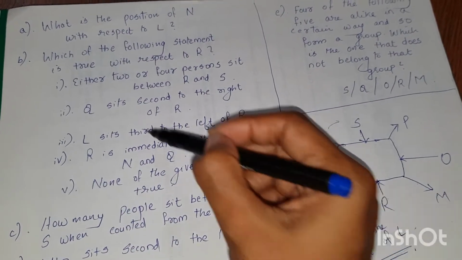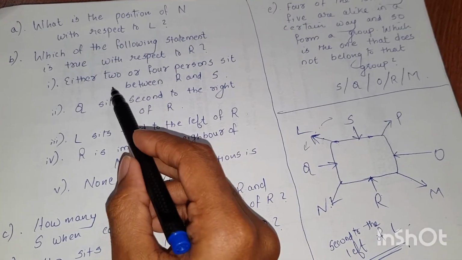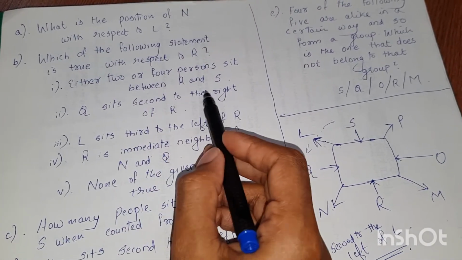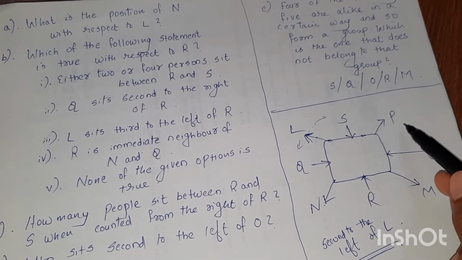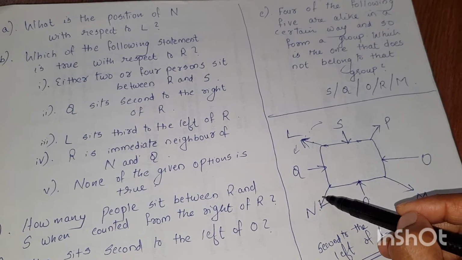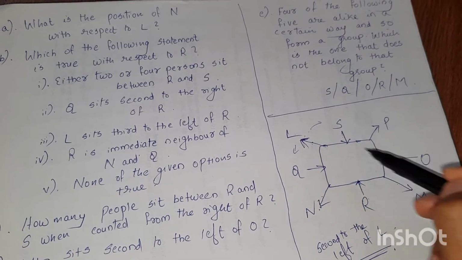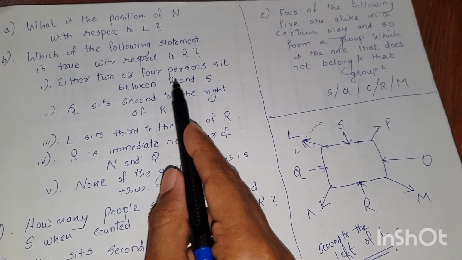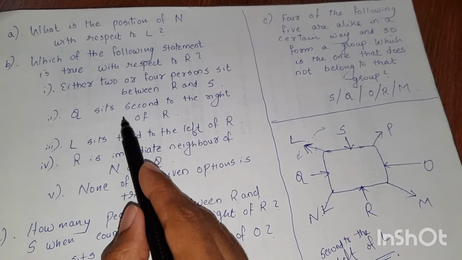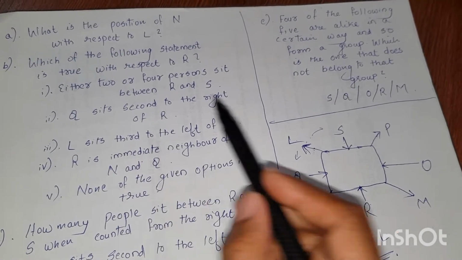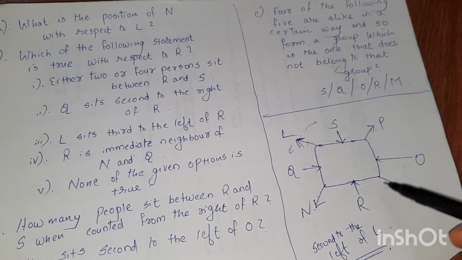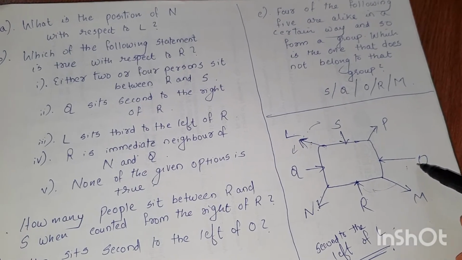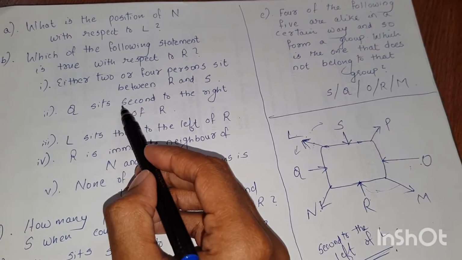With respect to R, which of the statements are true? First one, either 2 or 4 persons sit between R and S. Between R and S, how many persons are sitting? In both directions. Looking this direction, 3 persons. Looking this direction also 3 persons. But either 2 or 4 persons sit between R and S. This statement is not true. Second option, Q sits second to the right of R. Second to the right of R is O, not Q. So this is also false.